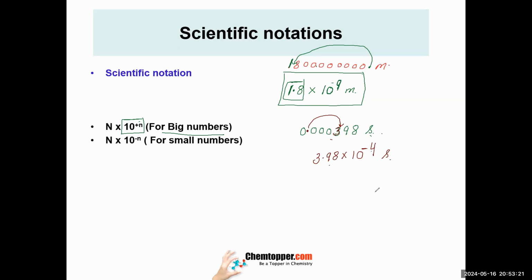The rule says you have to put the decimal after the first non-zero digit. If you are converting a big number into scientific notation, then the power of 10 will be a positive value like here. If you are converting a very small number into scientific notation, then the number of places you have moved the decimal to bring it after the first non-zero digit will be a negative exponent, negative power.